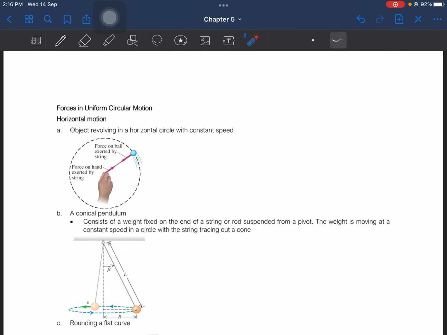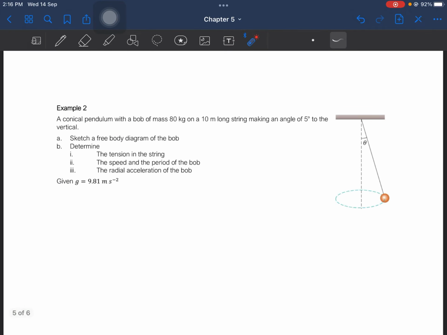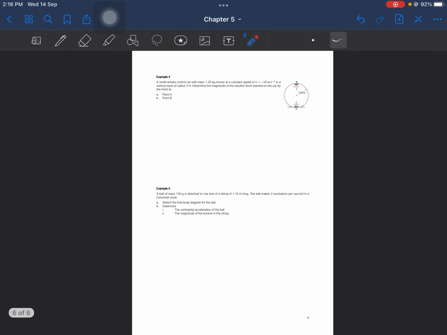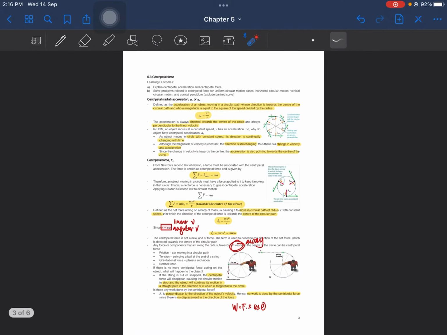Alright. Okay, for now let's look at the forces in uniform circular motion. So there will be horizontal motion, vertical circular motion, and I think there's a pendulum bob. Oh yes. So basically there's horizontal motion and vertical circular motion.